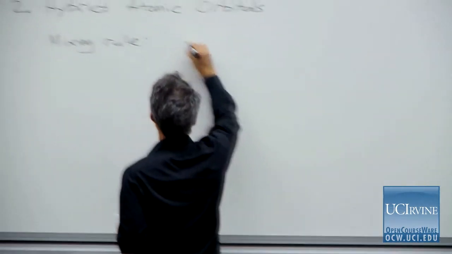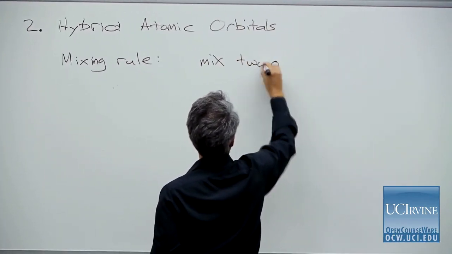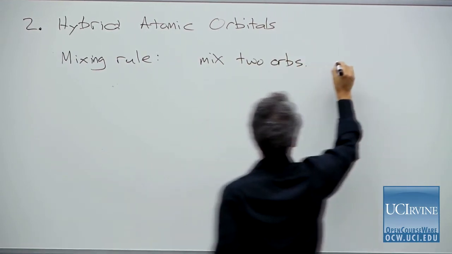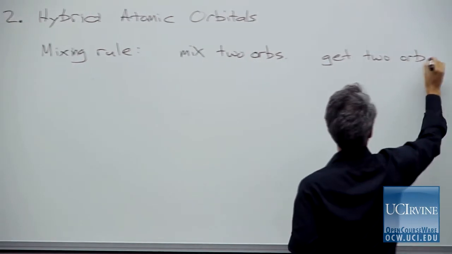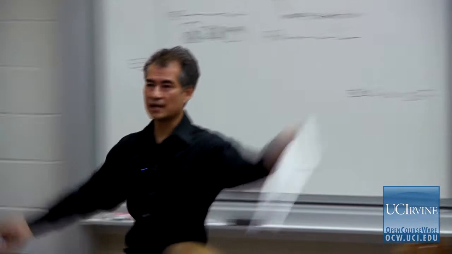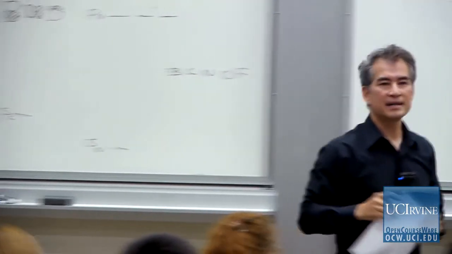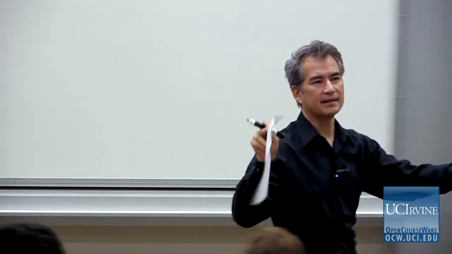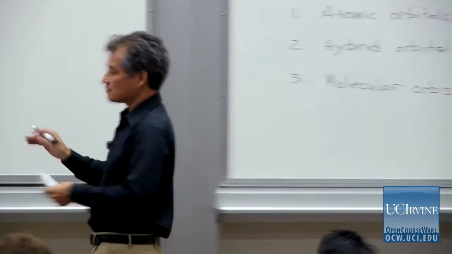And the rule is pretty simple. If you mix two orbitals, you get two orbitals out. I take two orbitals and I mix them together, and there's two different ways that they can combine together. And this is a result of that phasing idea. There's two different phasing combinations for every orbital. When you mix them together, there's two possible ways that they can interact based on phasing.